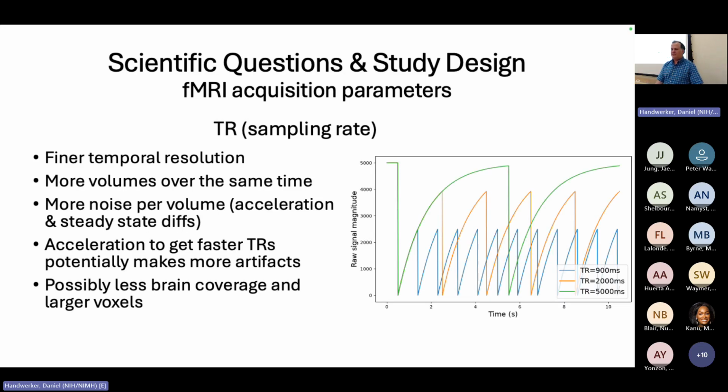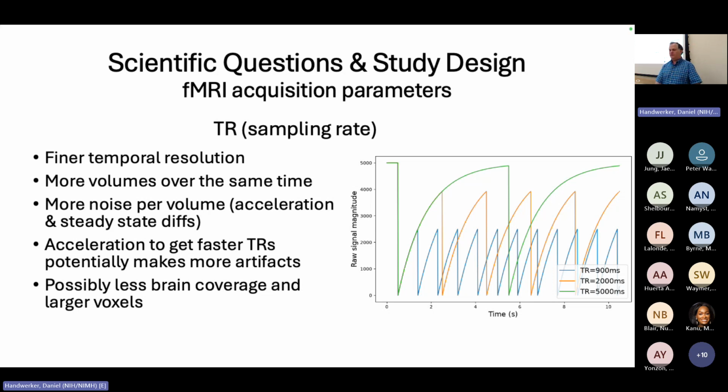But there are also weaknesses of a shorter TR. As you shorten your TR, you're going to get more noise per volume. Some of the acceleration methods hit your noise; you add noise to your data. And also, as you shorten the TR, you get changes in the fMRI steady state.